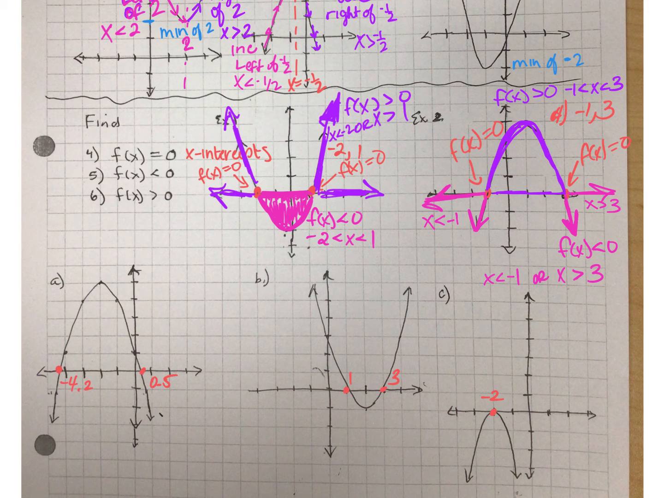Remember that our between statements are always written with less than symbols. Because negative 1 is the lowest. It's less than all the shading, which is x. And all the shading is less than 3, which is the higher end point. And they're not equal to's in these inequalities because I am not asked where it's greater than or equal to 0, just where it's greater than.